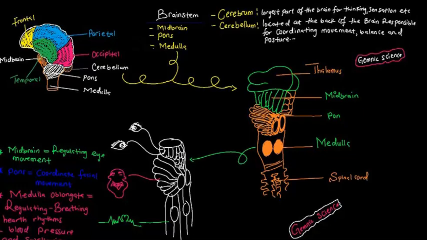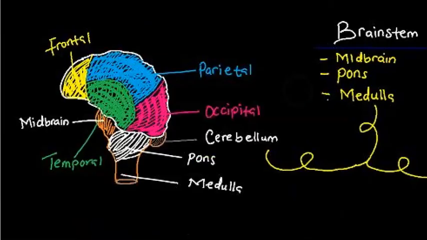In this tutorial, we are going to be focusing on the specific portion of the brain which we call the brainstem. The brainstem is located at the base of the brain connecting the cerebrum with the spinal cord. It consists of the midbrain, pons, and medulla oblongata. For proper understanding of the brainstem, let's take a very quick revision and understand what the brain itself is.